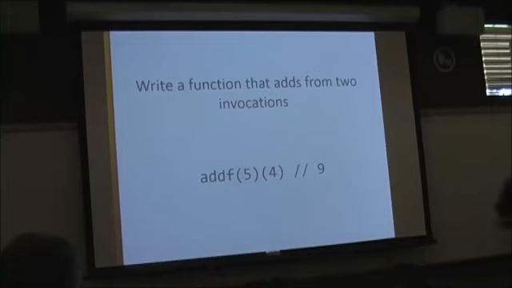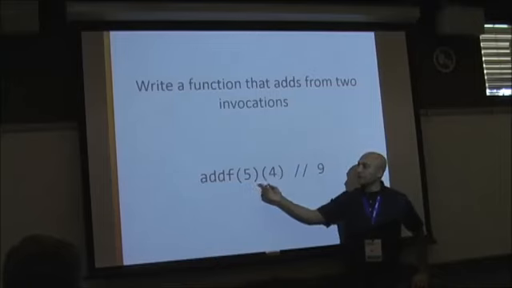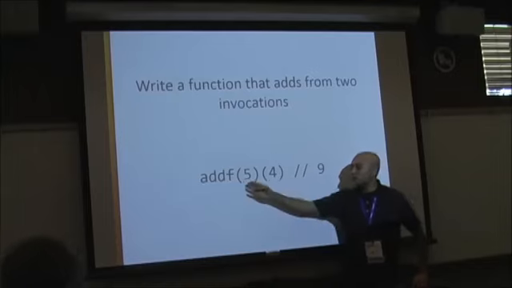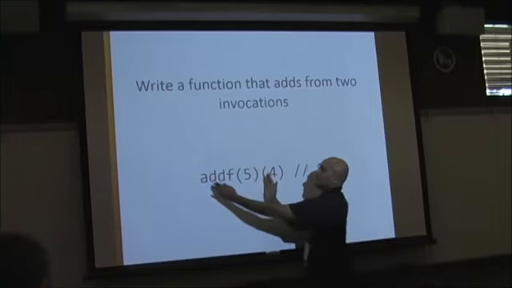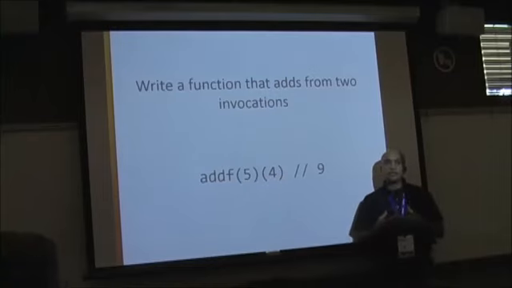Okay. So now write a function that adds two things in two invocations. So addf is a function, clearly it takes a parameter. When you call it, it returns another function. Well, you can call it again. Here it is. You call it twice. Here is another function, so you can call it. And in two steps, it has to capture 5 and 4.